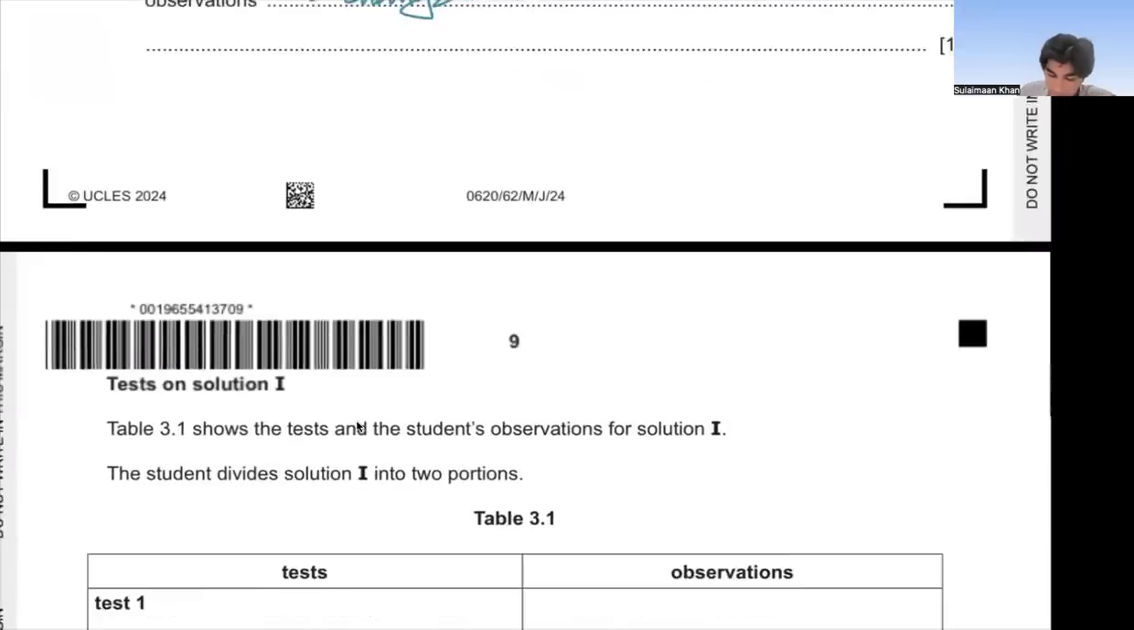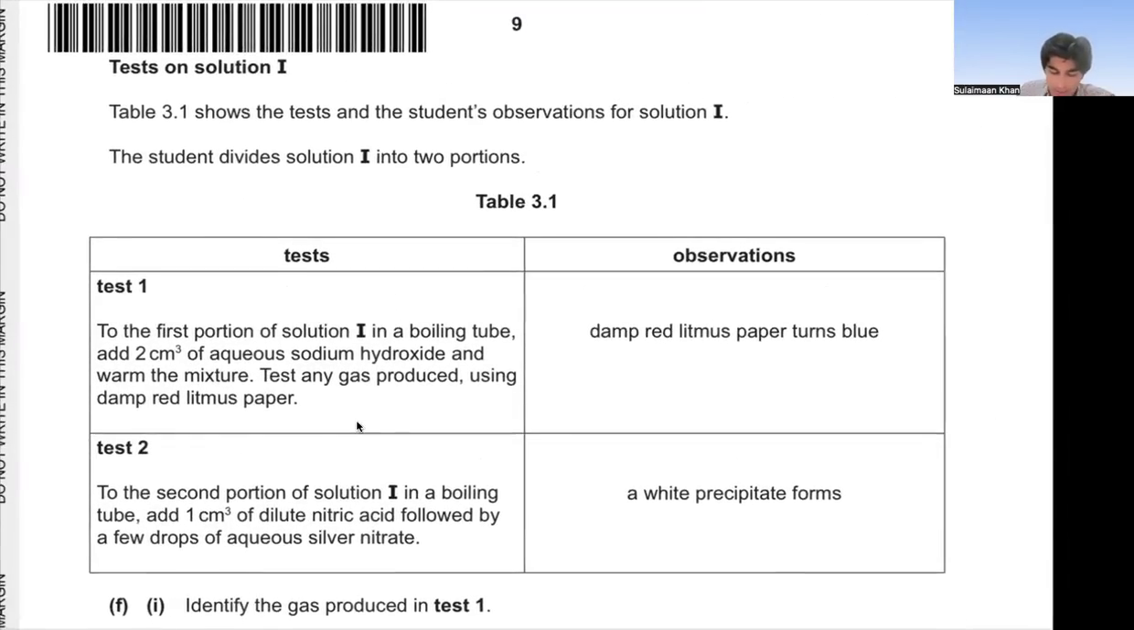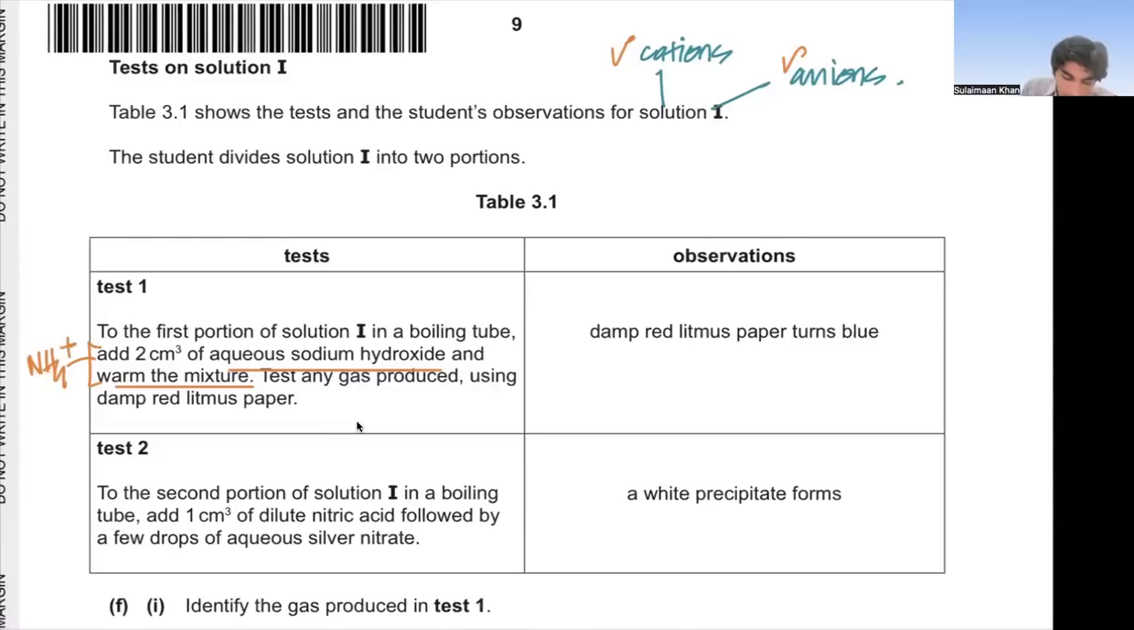Think logically. Now look, they say there's a solution I. So I know that this solution is going to have cations. Let's separate it. It's going to have cations and anions, which are the negative ions. He'll perform certain tests for cations and certain tests for anions. To the first portion, he's adding aqueous sodium hydroxide and he warms the mixture. What is this a test for? Look in your table if you don't remember. What is this a test for? It's not a test for nitrate. For nitrates, you also have to add aluminum foil. This is a test for ammonium ion. He's testing for the positive ion.